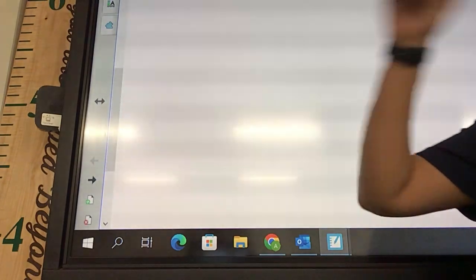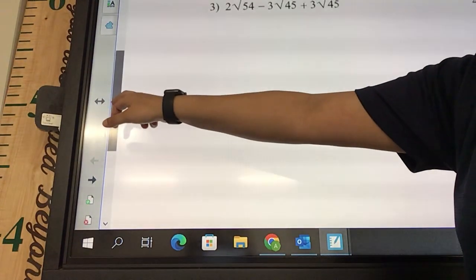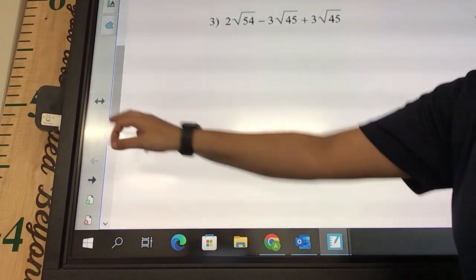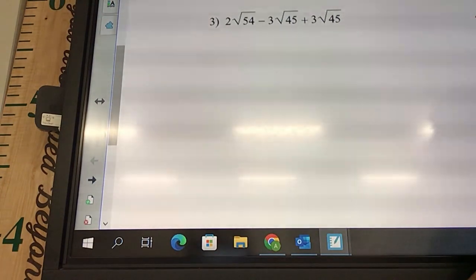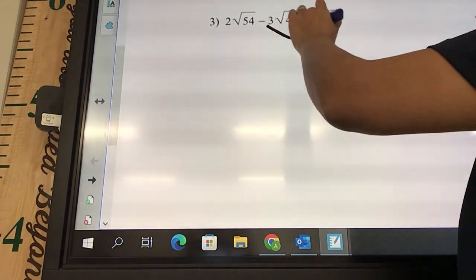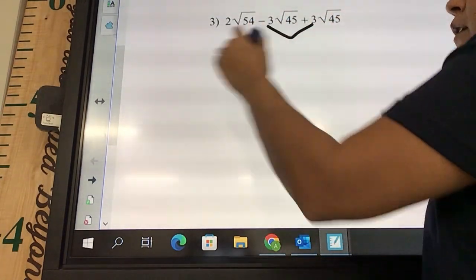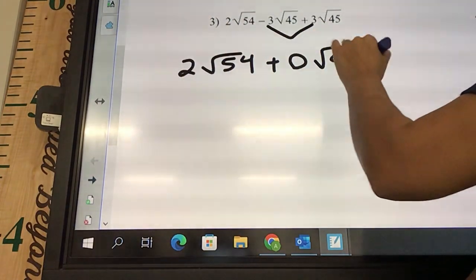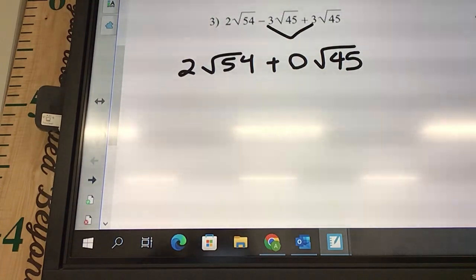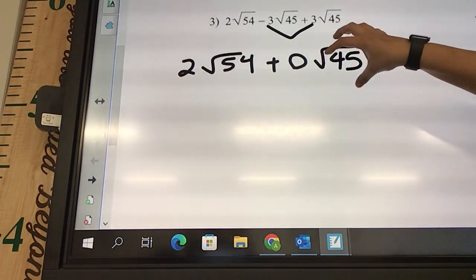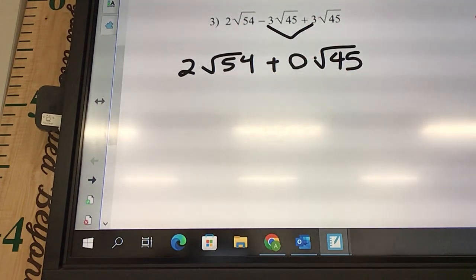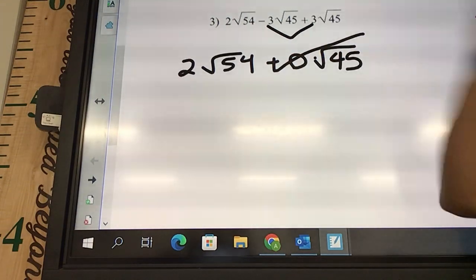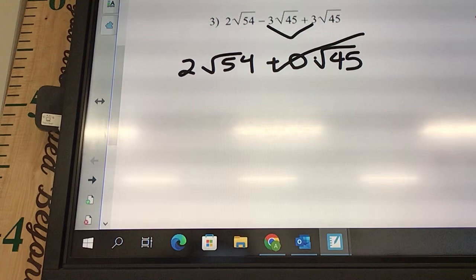Look at 3. What can we combine? Which ones can go together? The 45s. So negative 3 plus 3 is going to be 0. So we got 2 square root of 54 plus 0 square root of 45. Now I want you to just think here. Even if you simplify this, what is 0 times anything? 0. So this is going to cancel out. You can do all the work and simplify this, but it's really unnecessary.